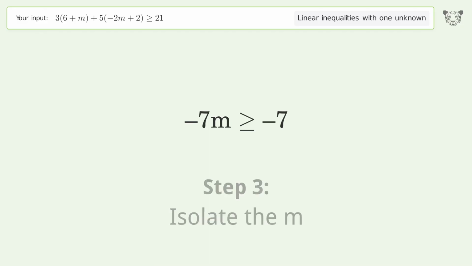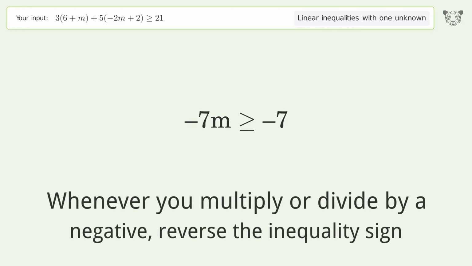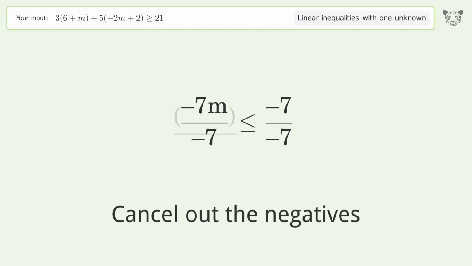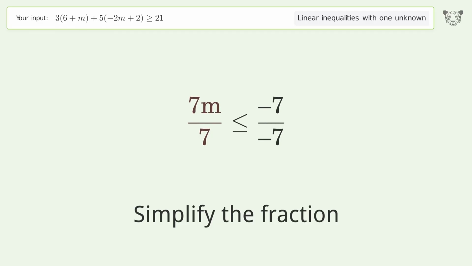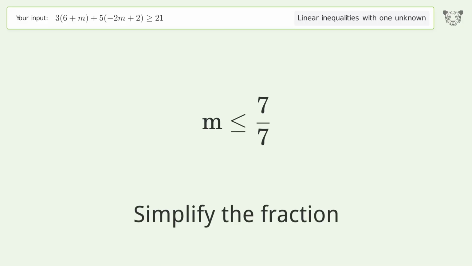Isolate the m. Divide both sides by -7. Whenever you multiply or divide by a negative, reverse the inequality sign. Cancel out the negatives. Simplify the fraction. Cancel out the negatives. Simplify the fraction.